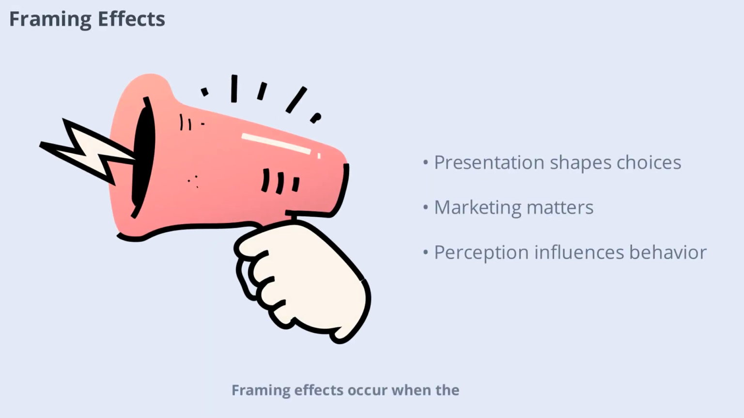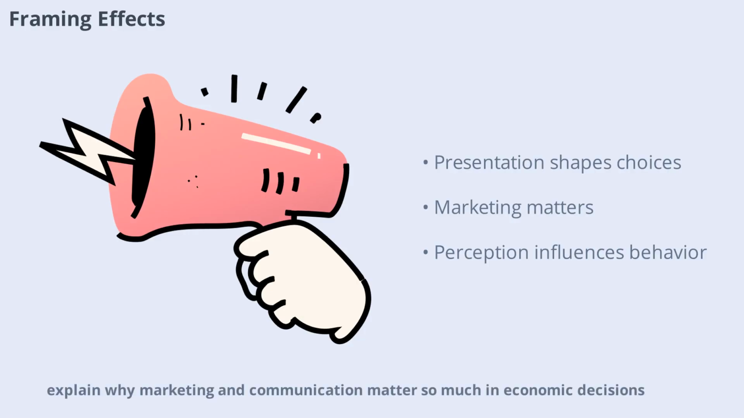Framing effects occur when the way information is presented influences decisions. For example, people may react differently to a product labeled 90% fat-free versus 10% fat. Even though the information is the same, the framing changes perceptions. Framing effects are a key topic in behavioral economics and help explain why marketing and communication matter so much in economic decisions.